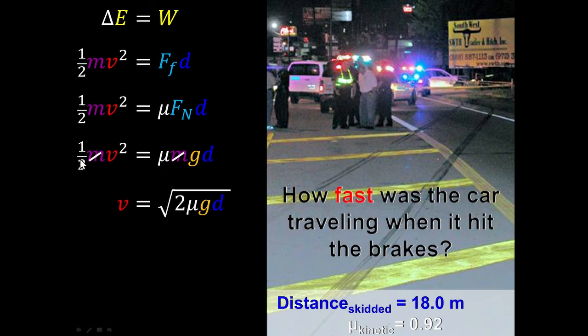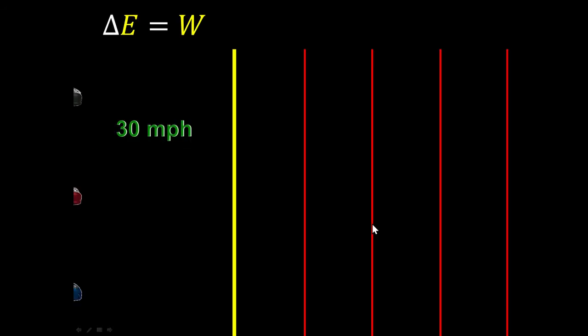And if I multiply both sides by 2 and then take the square root, I can plug the numbers in and find that it was going about 18 meters per second. You probably want to know how fast in miles per hour that is, or in kilometers per hour. So I'll let you pause and convert that using unit analysis.